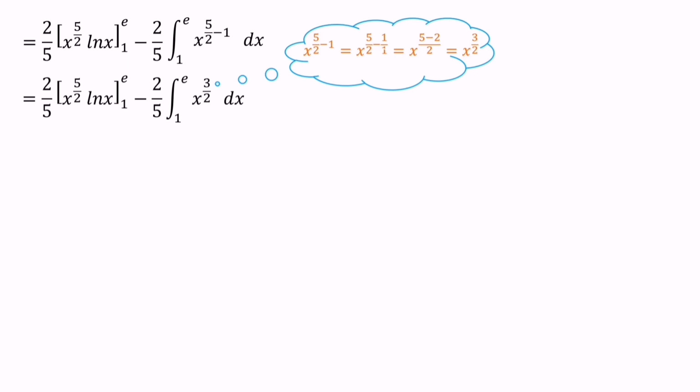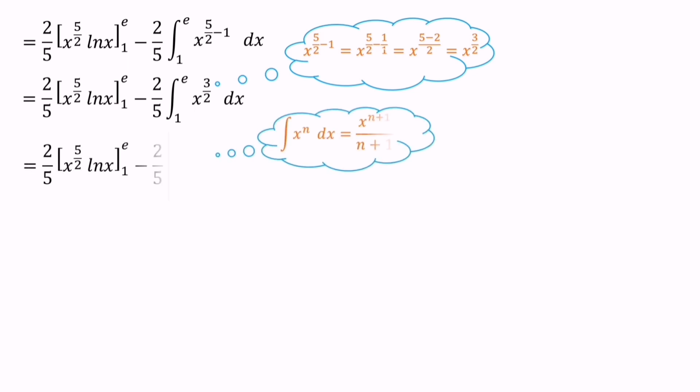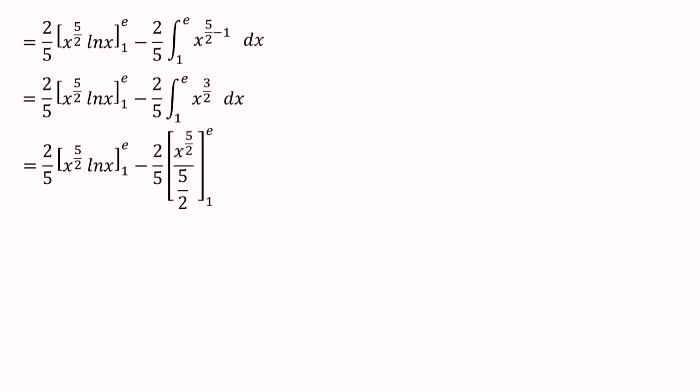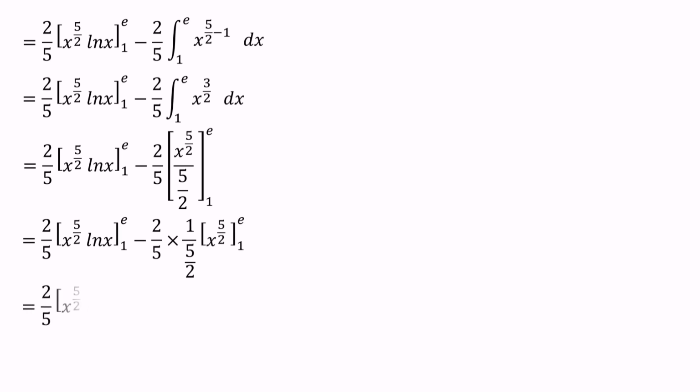Then we need to get the integral of x to the power of 3 over 2. The integral of x to the power of 3 over 2 we can write as x to the power of 5 over 2 over 5 over 2. Denominator value 5 over 2 is a constant. So we can bring 1 over 5 over 2 outside of the brackets. After that we can get 1 over 5 over 2 as 2 over 5. Finally, we need to substitute the upper limit and lower limit for these answers.